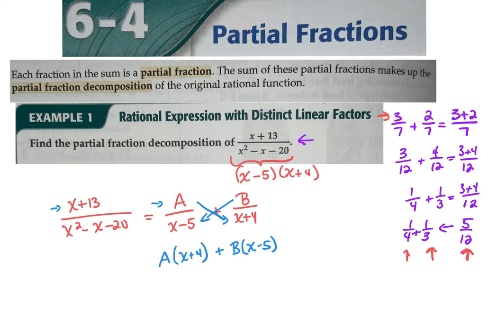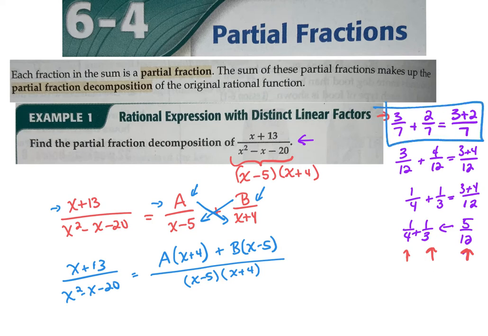Because to get a common denominator, I need to multiply the A by the x plus 4, and I need to multiply the B by the x minus 5. And now I have a common denominator here of x minus 5, x plus 4. And that equals my x plus 13 over what those are when you FOIL them. We already know that's what they are. When we FOIL them, we actually unfoiled them, okay? So just like up here, I have the 3 plus 2 over 7.